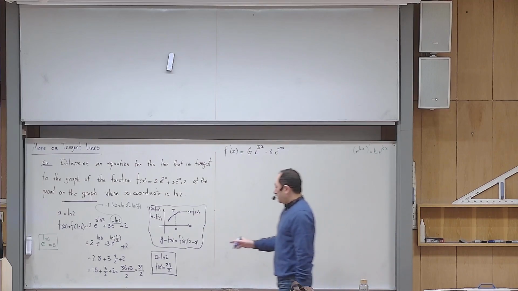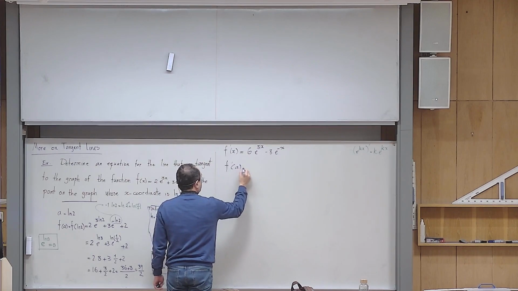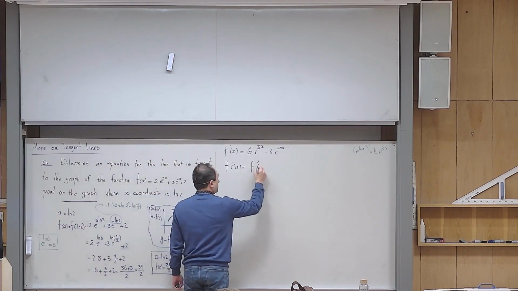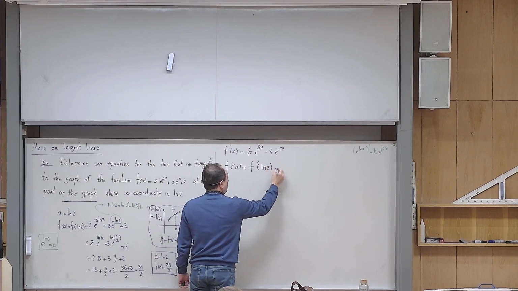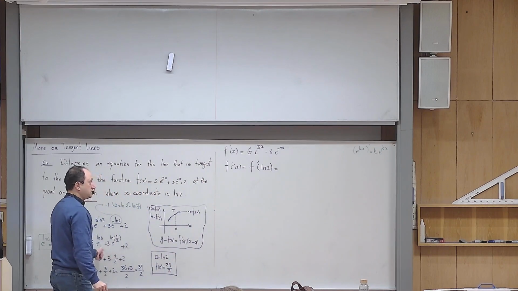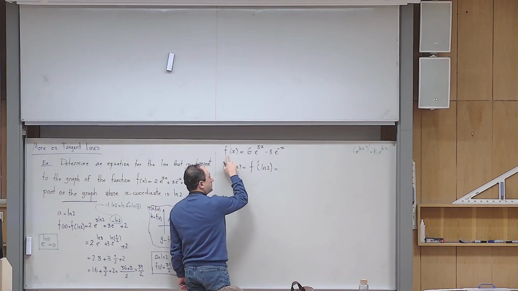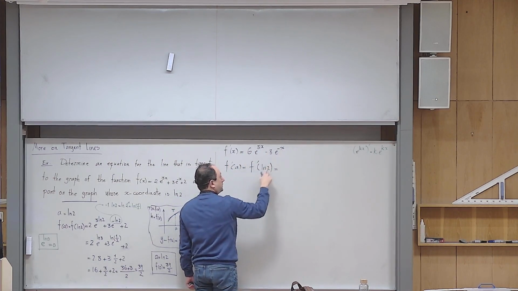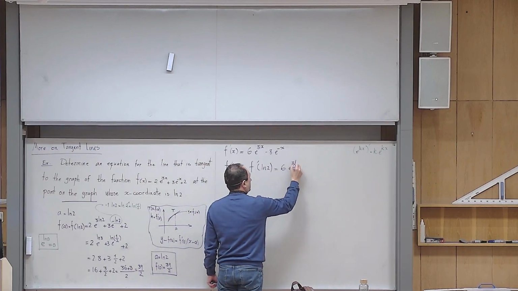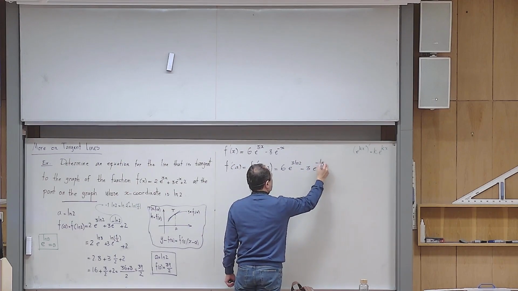But to calculate f prime of a, what should I do? F prime of a, what is a? A is ln of 2. So this becomes f prime of ln of 2. And more or less the same story. I have to repeat the same method. So f prime of ln of 2, it means that I have to go to my derivative and replace the input with this new input. So this becomes 6 e to the power of 3 ln of 2 minus 3 e to the power of minus ln of 2.